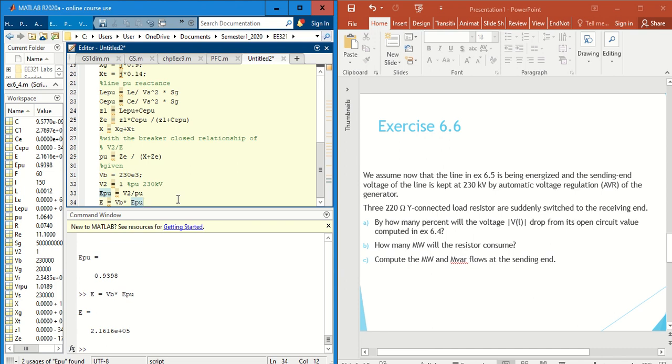6.6 says, we assume now that the line in exercise 6.5 is being energized and the sending end voltage of the line is kept at 230 kilovolts by automatic voltage regulation of the generator. So it is always kept at 230 kilovolts. Three 220 ohms Y connected load resistors are suddenly switched to the receiving end. A. By how many percentage will the voltage VL drop from its open circuit value computed in exercise 6.4?